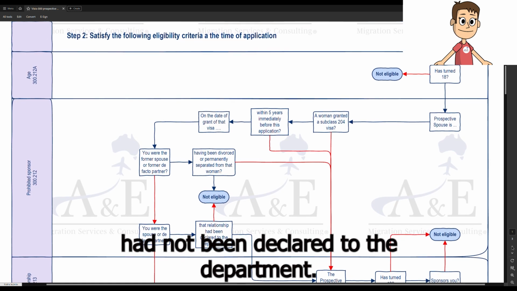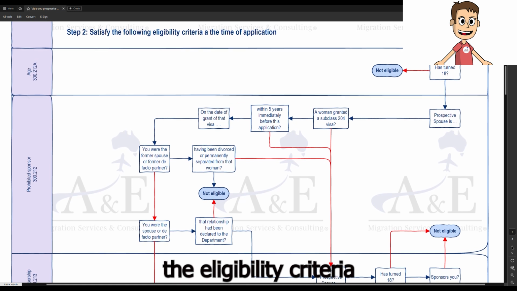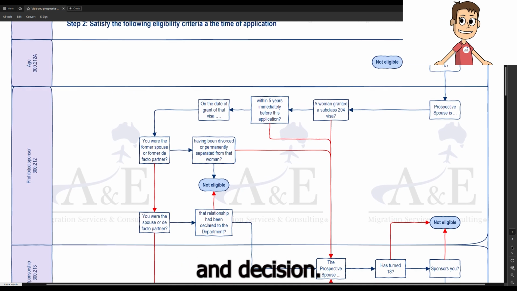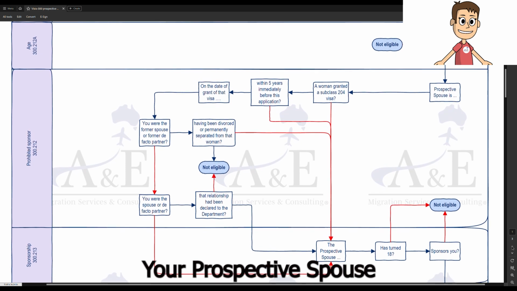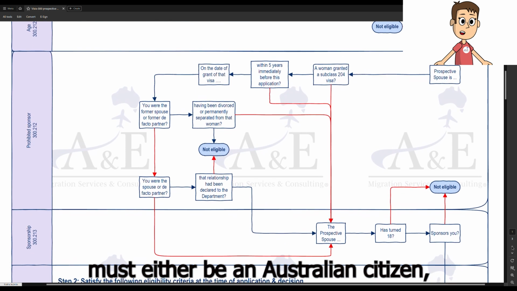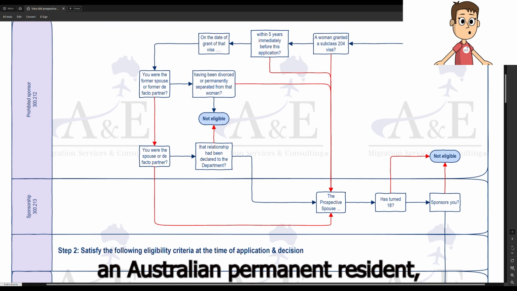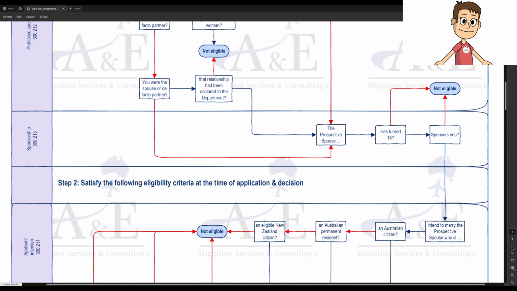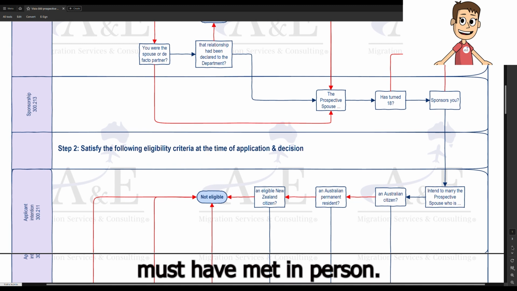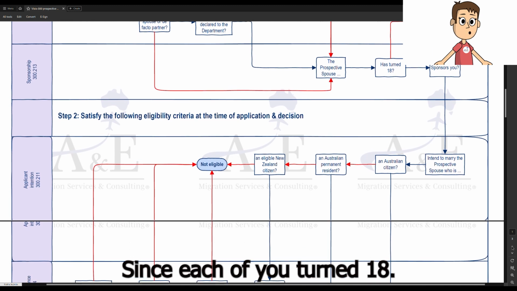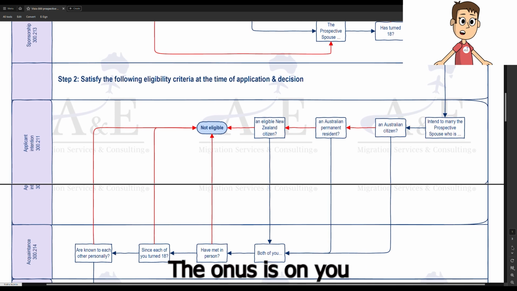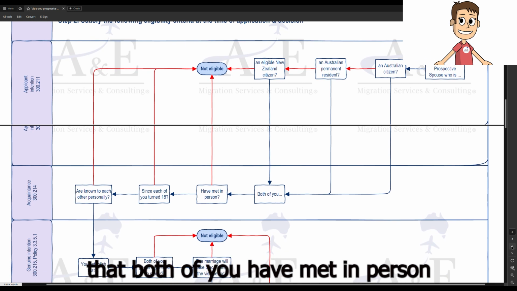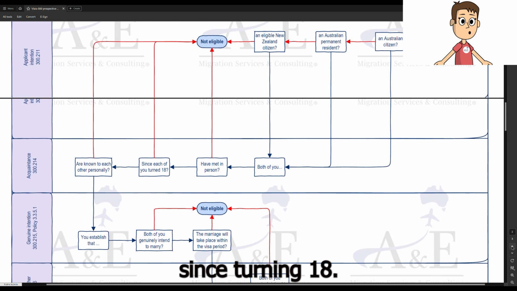We are going to walk through the eligibility criteria that are assessed both at the time of application and decision. Your prospective spouse must either be an Australian citizen, an Australian permanent resident, or an eligible New Zealand citizen. You and your prospective spouse must have met in person since each of you turned 18. The onus is on you and your prospective spouse to provide satisfactory evidence that both of you have met in person since turning 18.